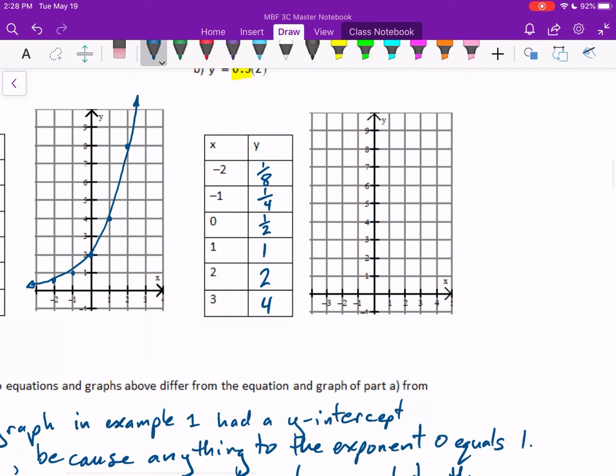So again, we can plot these. Okay, and the graph looks like this.